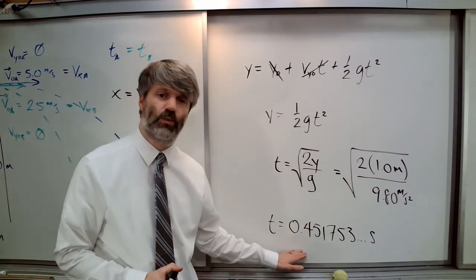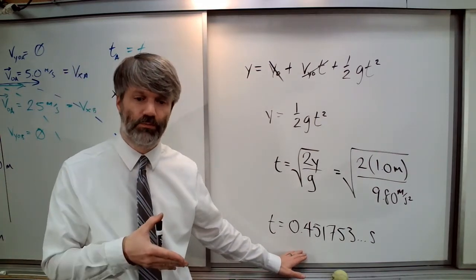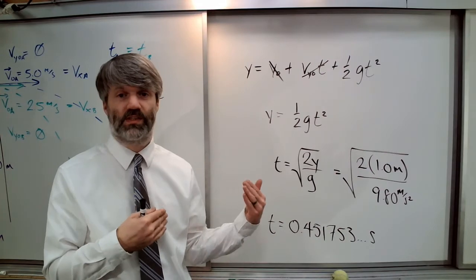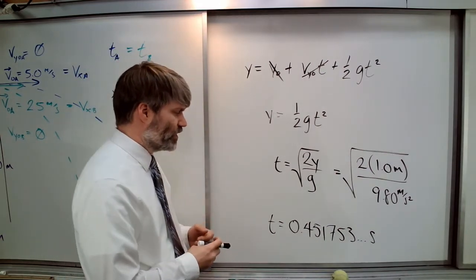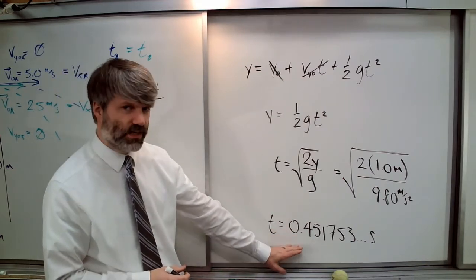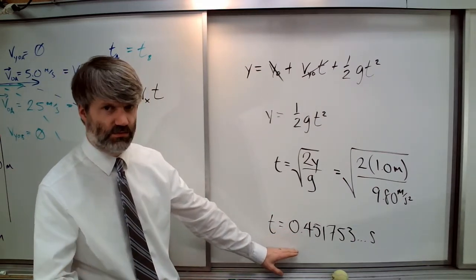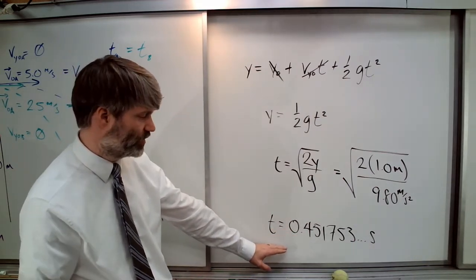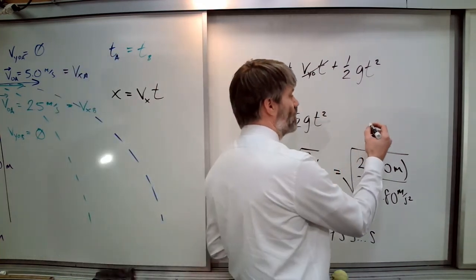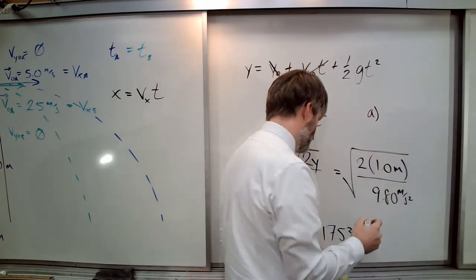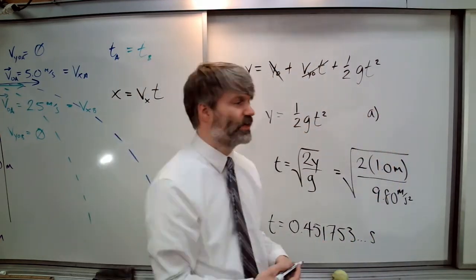Now this is the value we're going to have to use for our calculation of B to find out what the distances of each ball is going to be. So we're going to leave that in our calculator, save it as t or something like that in your memory function. We're going to round it for our answer, so we'll say the answer to A is t is equal to 0.45 seconds.